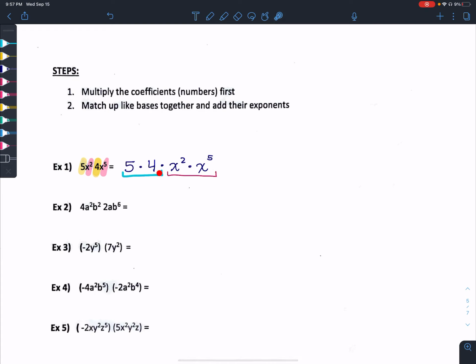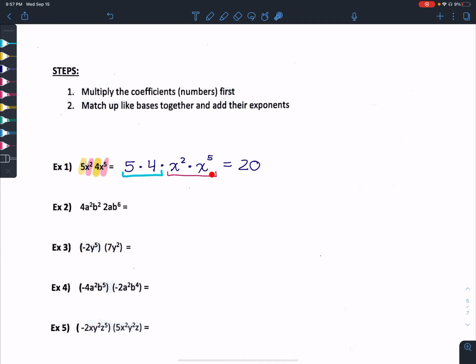So 5 times 4, we know what that equals. You can punch that into a calculator or you can do your mental math and know that 5 times 4 is 20. So that can get simplified. We don't need to leave it like this. They're not the same base, so we can't combine them and add exponents here since they're different numbers, but we know what the numbers are, so we can absolutely just multiply them together.